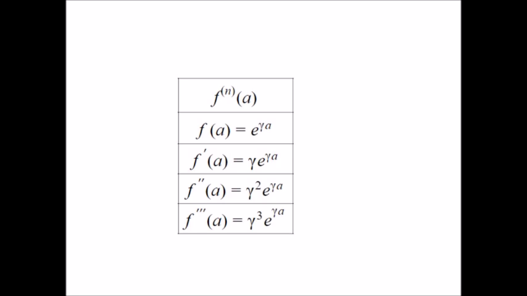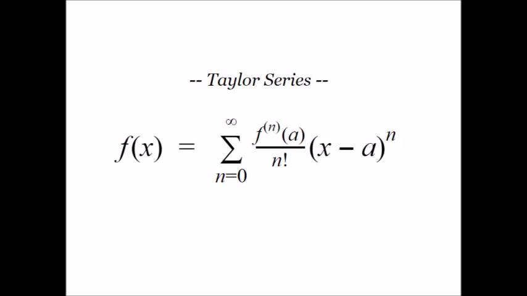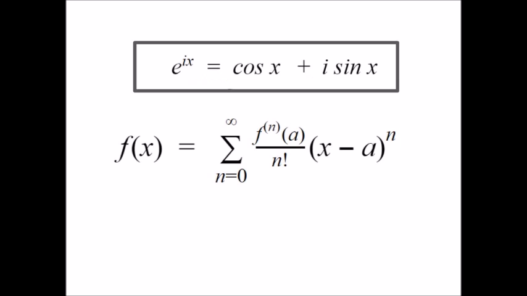I agree, and it's all thanks to the Taylor series, which somehow magically connects derivatives and powers and factorials, and is our key to e to the ix equals cosine x plus i sine x. We still have that problem to worry about with the rotation.